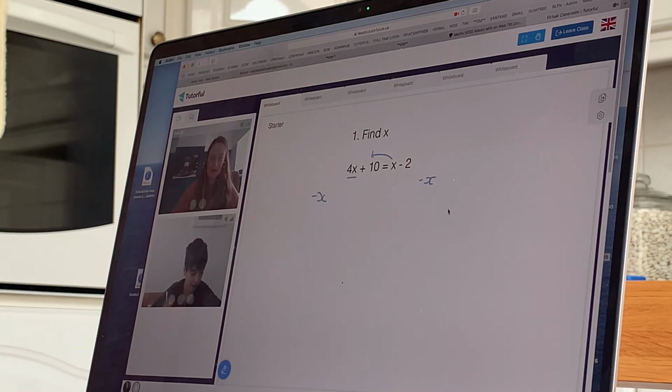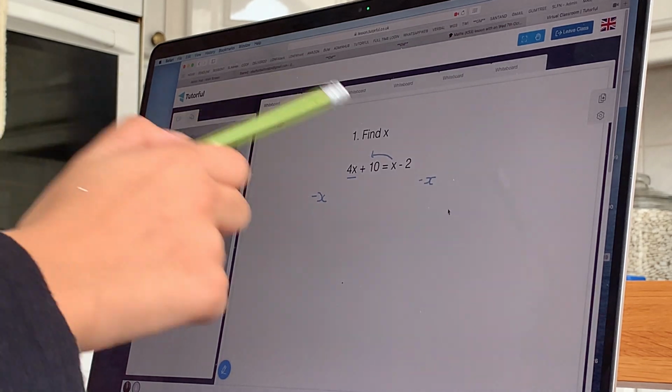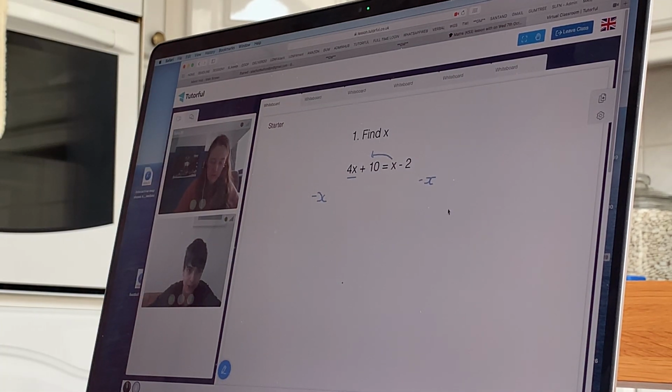I did, so you see x, it would make 12 minus 10 would be 2. So what I did, I did 4 times 3, which is 12, and then I subtracted 10, which made 2. So 3x, so it would be 3.